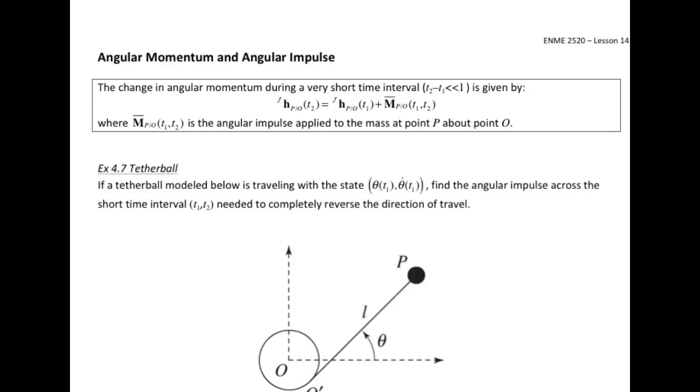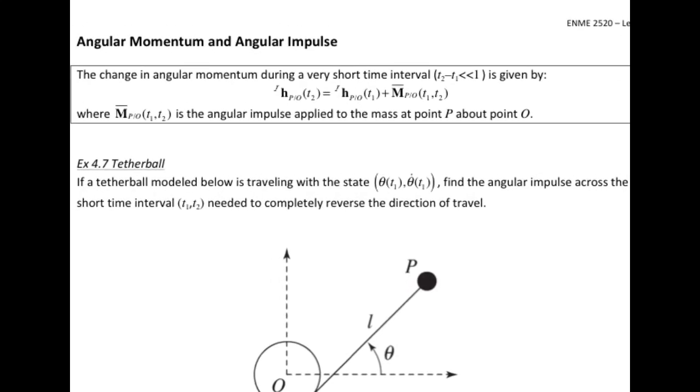And so, similarly to linear momentum and linear impulse, we have a relationship between the angular momentum at time 2 and time 1, and the difference between those is going to be the integral of our moment of P with respect to O across time. Now, we're only looking at this in that one special case in which we're calling that an impulse. The impulse, which we write with a bar over it, is the impulsive moment from t1 to t2, where that's occurring over a short time interval.